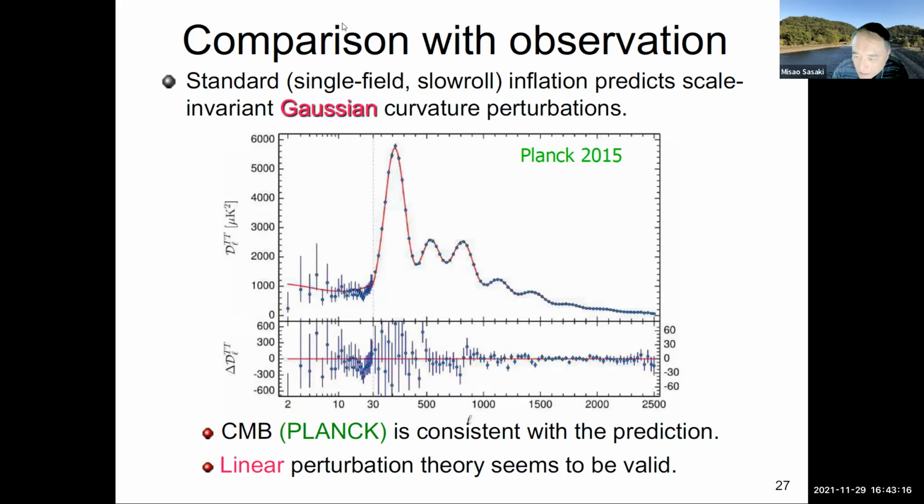Anyway, the current result indicates that the tensor to scalar ratio, at least on this scale, and if it is almost scale invariant this doesn't change much, is below, let's say, 0.07 or so, at the one sigma level. But the primordial tilt is very tightly constrained.